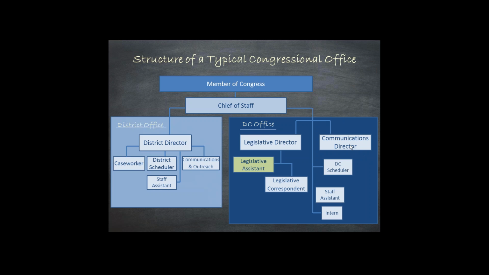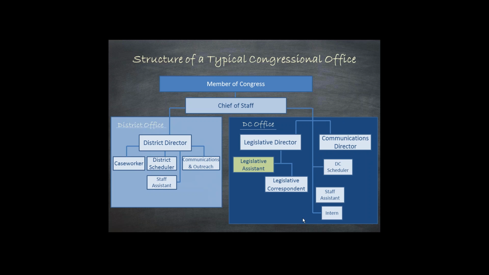Because the decisions of how to structure the office are ultimately pretty much completely up to the member of Congress, the structure can vary somewhat, but this is a pretty typical look at how an office is structured. At the top, you have the member of Congress, obviously. Directly below them is the chief of staff. Generally, this is the person who manages all of the staff in both the DC and the district offices.